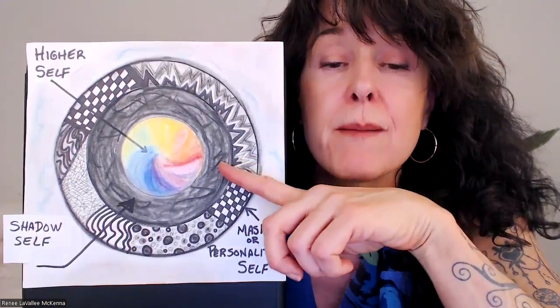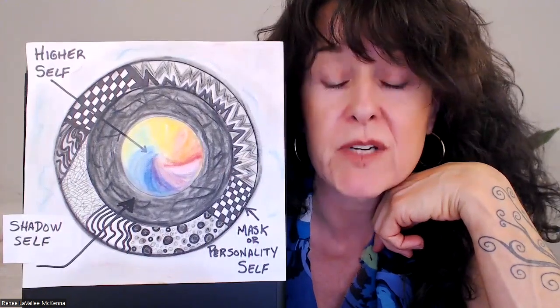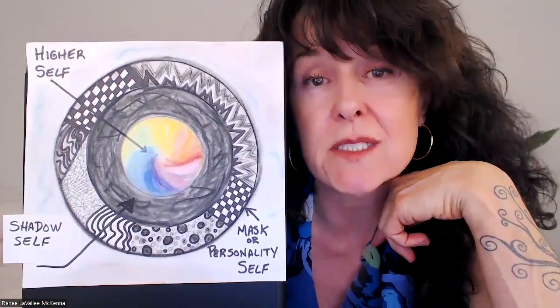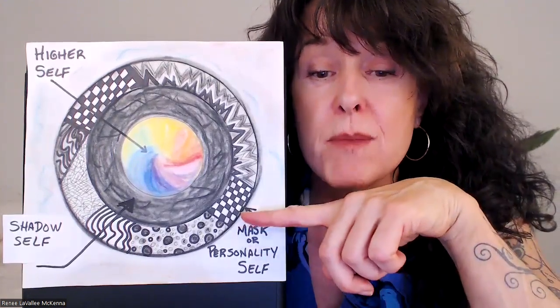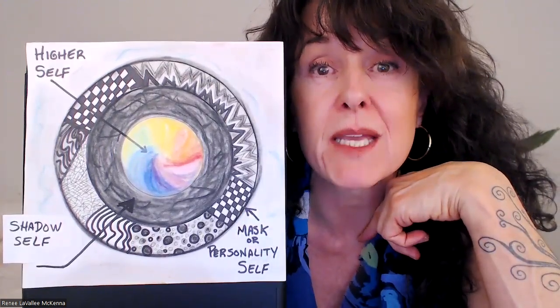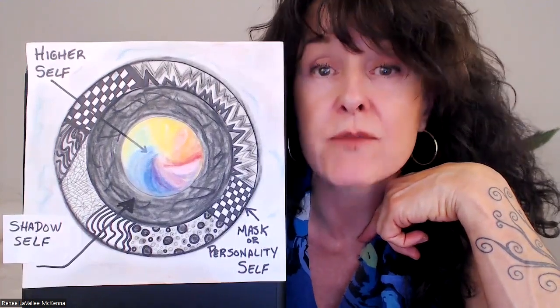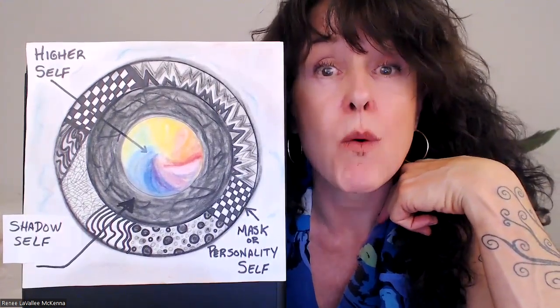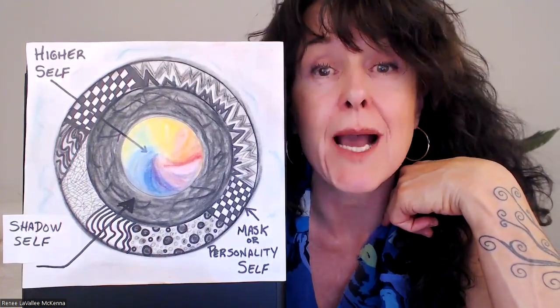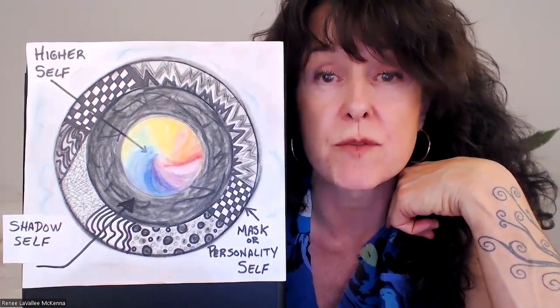And if we think about this, the shadow is not a bad part of ourselves. It's just the parts of ourselves that we believe don't have a place in our mask or personality self, that they might make us unsuccessful, unloved, unapproved of. And sometimes that's just our own ideas, our own idealized self-image of ourselves.